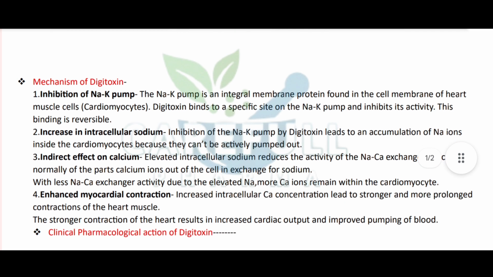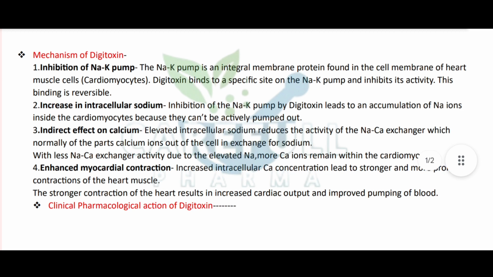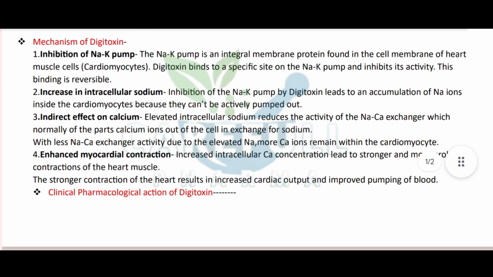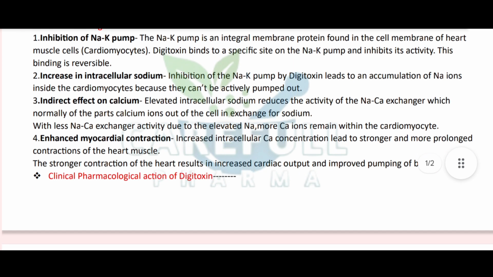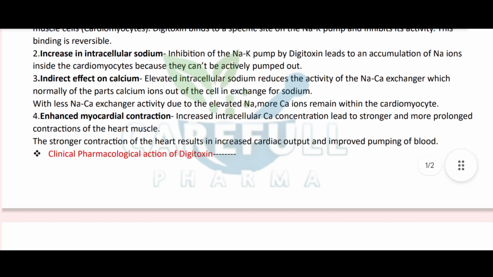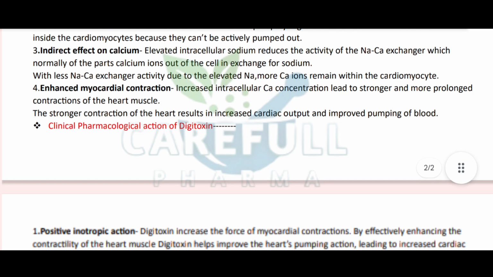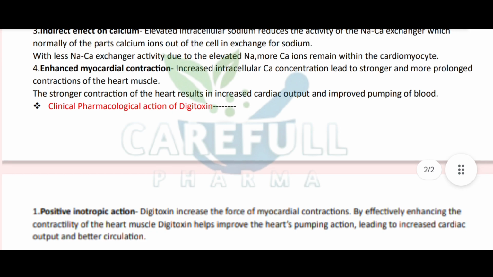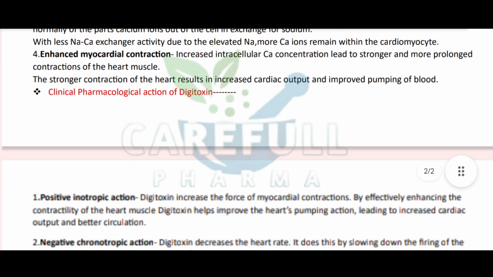3. Indirect effect on calcium. Elevated intracellular sodium reduces the activity of the Na-Ca exchanger, which normally pumps calcium ions out of the cell in exchange for sodium. With less Na-Ca exchanger activity due to the elevated Na, more Ca ions remain within the cardiomyocyte. 4. Enhanced myocardial contraction. Increased intracellular Ca concentration leads to stronger and more prolonged contractions of the heart muscle. The stronger contraction of the heart results in increased cardiac output and improved pumping of blood.